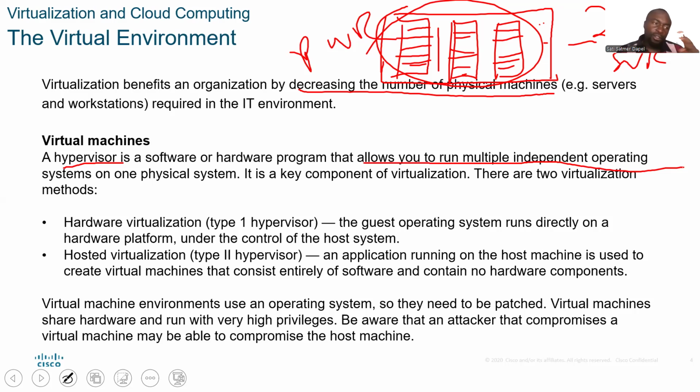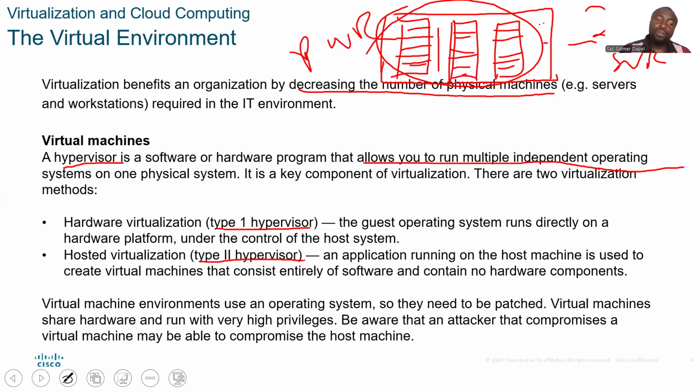So you can have Linux on one, Windows on one, Mac on another, whatever it is you want. Now, this hypervisor that works in creating a virtual machine, we have two types. We have what we call the type 1 hypervisor, and we have what we call the type 2 hypervisor. What is the difference between the two?